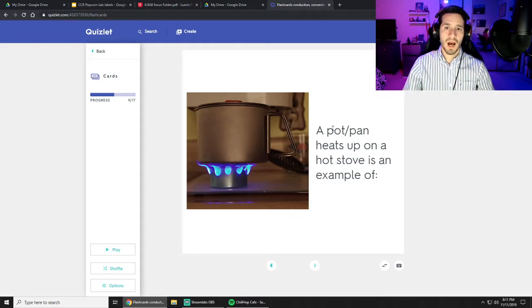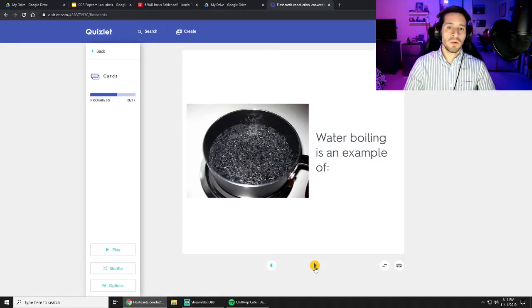Next one, a hot pan heats up on a hot stove. It's an example of conduction. These are directly touching each other. Okay? These are directly touching each other. What happens inside of it will be known as convection. Boiling water. Again, what's happening inside of a pot or the pan will be an example of convection.